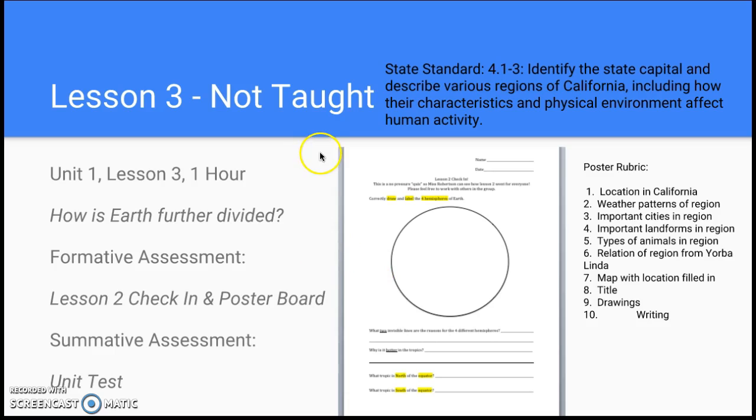And then students in lesson 3 were also going to make a poster, and I created a rubric of all the things that needed to be on the poster. This was kind of a fun little project-based assessment where students could go learn about something on their own. And then I created a summative assessment that was a unit test that was focused on lesson 1, lesson 2, and lesson 3, and was similar to all the lesson check-ins that I had them do.